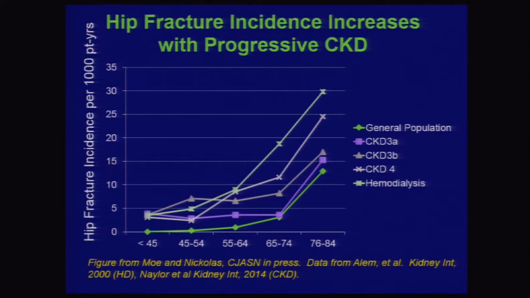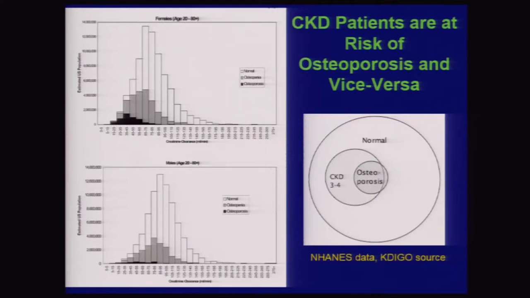And not shown in these data sets, other recent epidemiologic data also demonstrates that over the past 20 years, fracture rates have gone up in our ESRD populations, in particular among our Caucasian patients. So our patients are at increased risk of osteoporosis and vice versa.